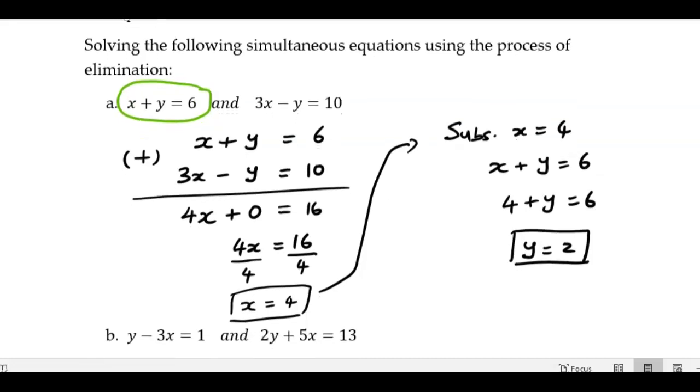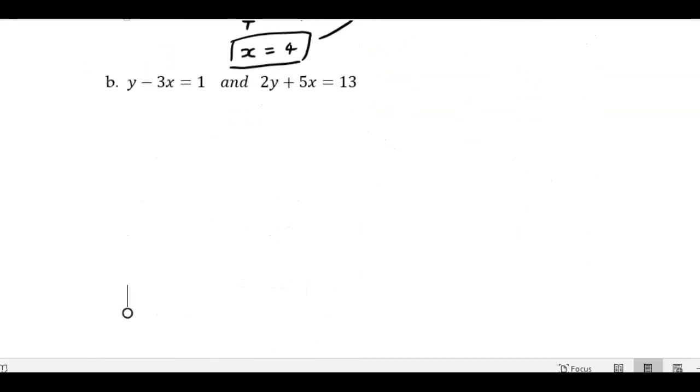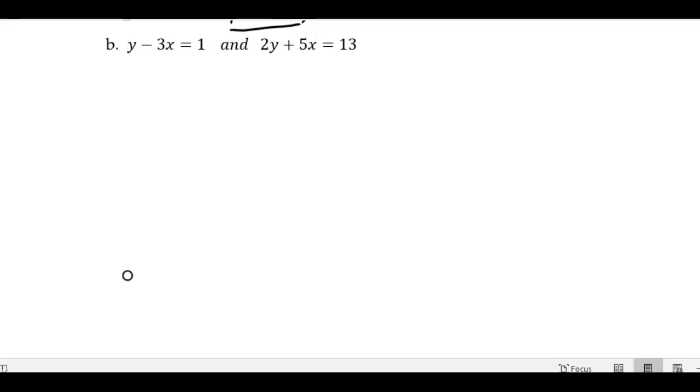Now let's have a look at another example. The two equations I have are y minus 3x equals 1 and 2y plus 5x equals 13. The problem here is that I don't have a variable which has the same number as the coefficient. But in the very first equation, the coefficient of y is 1, and we can convert 1 into any number by multiplying by that number. So if I want the coefficient to be 2y, I'm going to start off by multiplying this equation by 2.